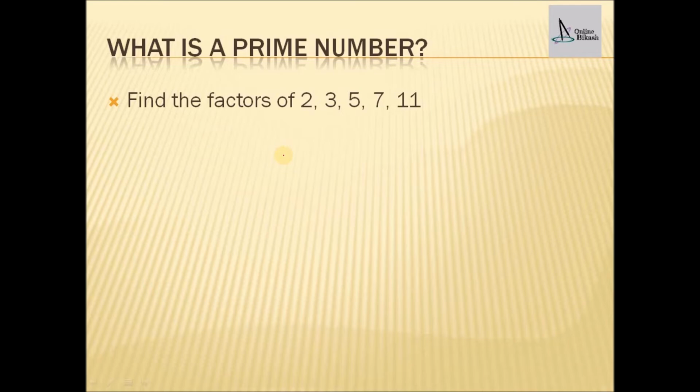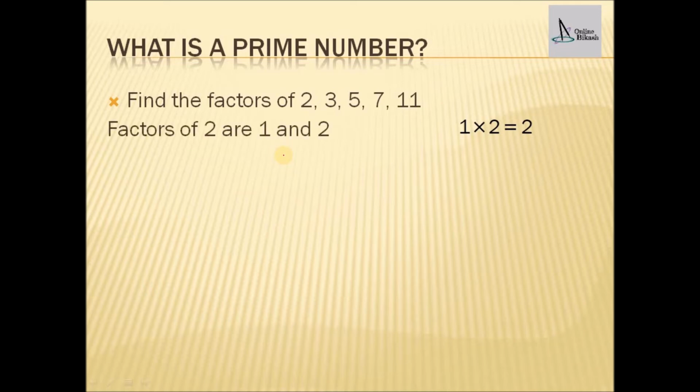Okay, let us try to find all the factors of 2, all the factors of 3, all the factors of 5, all the factors of 7, all the factors of 11. So if we try 2, 1 2s are 2. Other than that you do not have any number that you will multiply to get 2. So factors of 2 are 1 and 2 only.